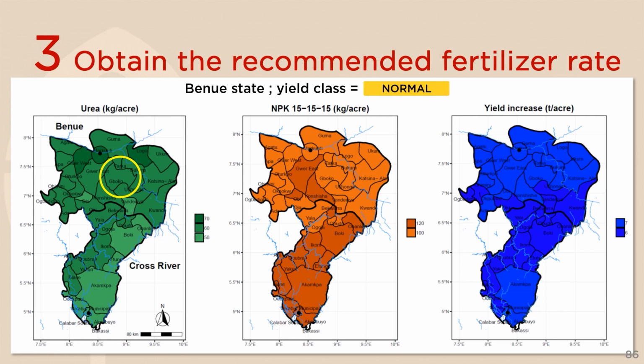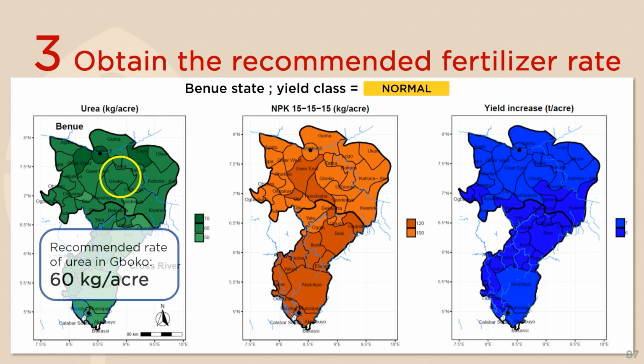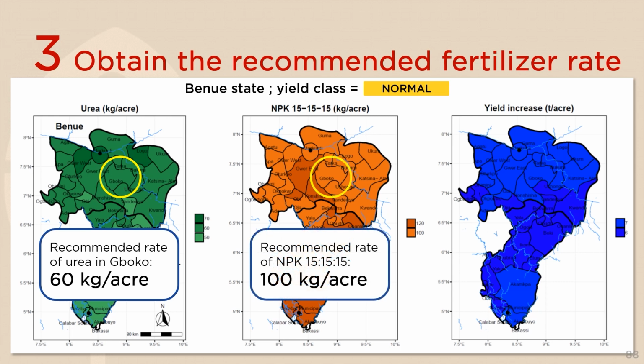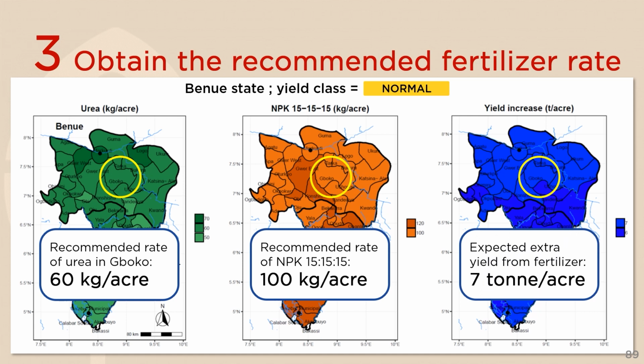Now find the Boko LGA on the first map and observe the green color. Use the color legend. The intensity of the green color allows you to now obtain the recommended rate of urea for Boko. This is 60 kg of urea per acre. Now do the same on the middle map. The red color intensity allows you to obtain the recommended NPK rate for Boko. This is 100 kg of NPK per acre. Now repeat this again on the last map. The blue color intensity allows you to obtain an estimate of the expected yield response.